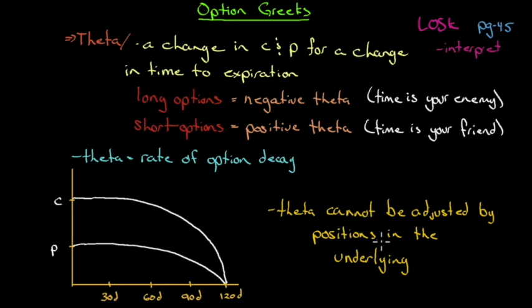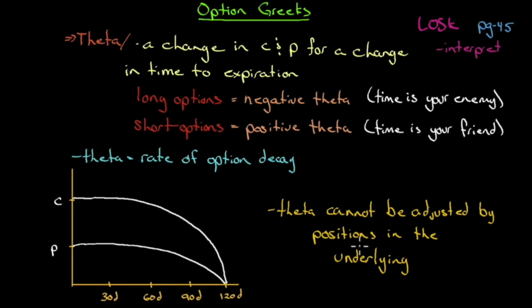Theta cannot be adjusted by positions in the underlying. So if we're long calls, we cannot take offsetting positions in the underlying to hedge out theta. There is no hedging out theta. You either have negative or positive exposure to theta, or zero exposure.